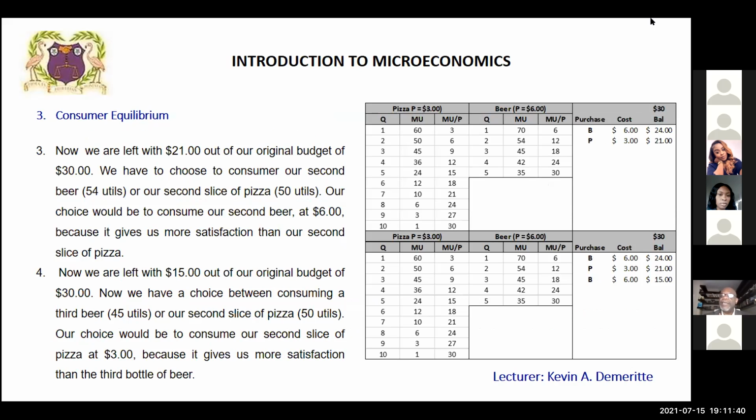All right. So here we have it. Our next choice would be a slice of pizza. Now that we spent the $3 on pizza, we are left with $21 out of our original budget.